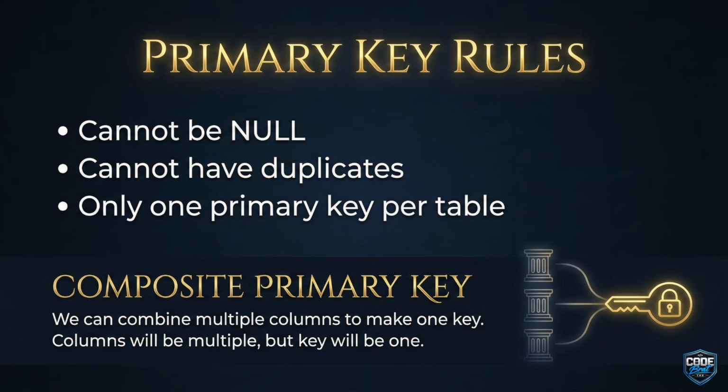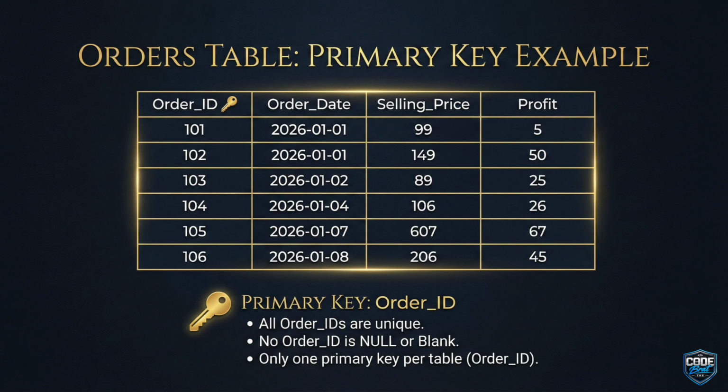But that doesn't mean that only one column can be used to make a primary key. We can combine multiple columns as well. A point to note here is that even if we are using multiple columns, the key will only be one, not multiple. And this key is called a composite primary key. Let's take an example to understand this.